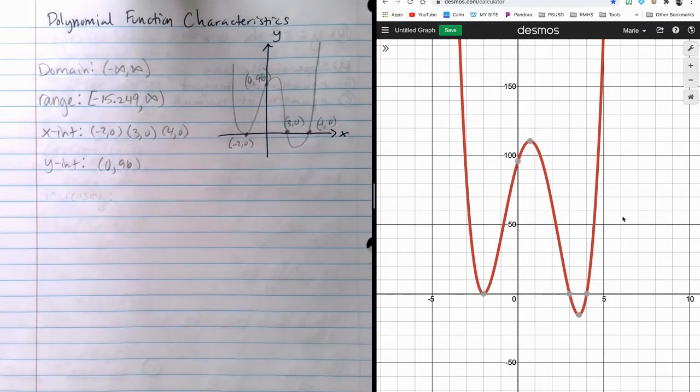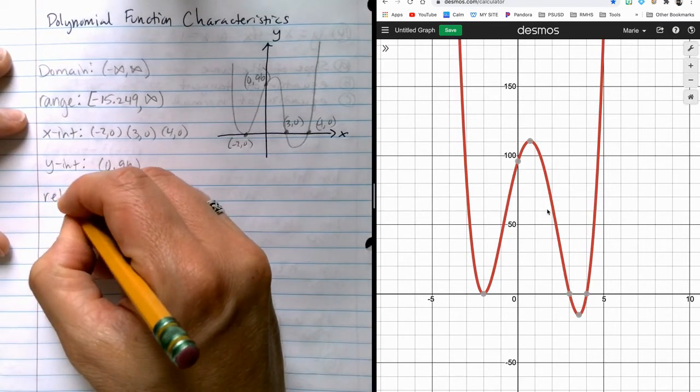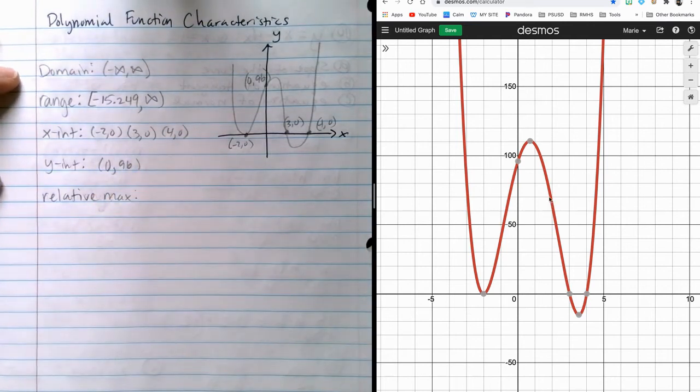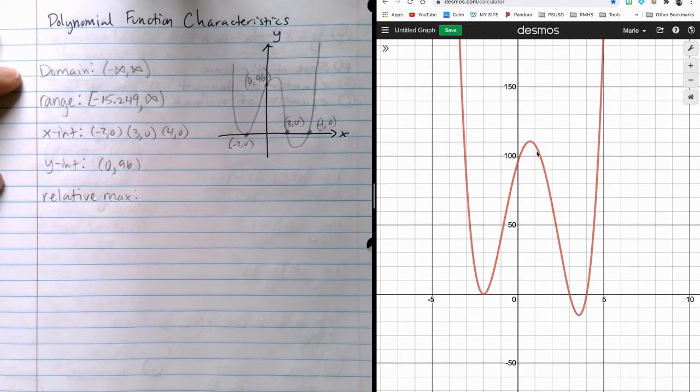Next, let's find something new, something called the extrema. The extrema are the high and low points of your function. Not every function has them, but in this particular case, ours does. So let's start with the relative extrema, specifically the relative maximum. The relative max means a maximum point in this particular area. So this point right here would be considered a relative maximum because in this general area around the point, it's the highest value, the highest location.